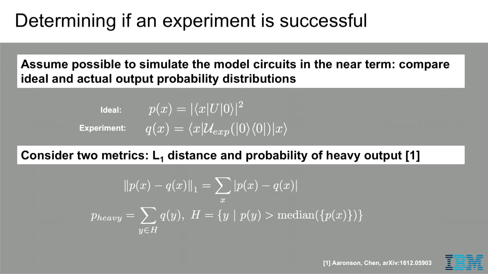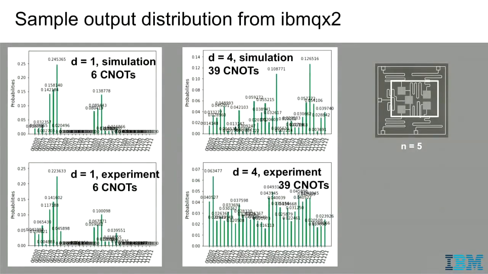So just an example, this was data taken on our old Quantum Experience device, the IBM QX2 device. So here's the simulation with depth 1. This is on 5 qubits, but for depth 1, for this example, it required only 6 CNOTs. And then this is the experimental result. And you see that this corresponds fairly well. But with depth 4, which now requires 39 CNOTs, the output distribution is fairly random now.